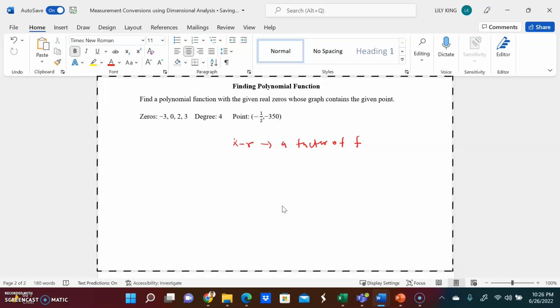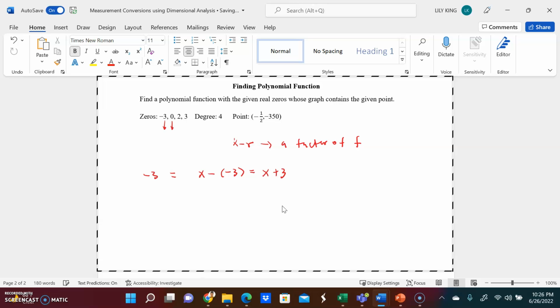As a consequence of this definition, r is an x-intercept of the graph of f. So r is a real solution to the equation f of x equals 0. On this question, the factor of f which corresponds to the zero -3 is x minus -3, and that gives you x plus 3. So that is the first zero here, -3, and the next one is 0.